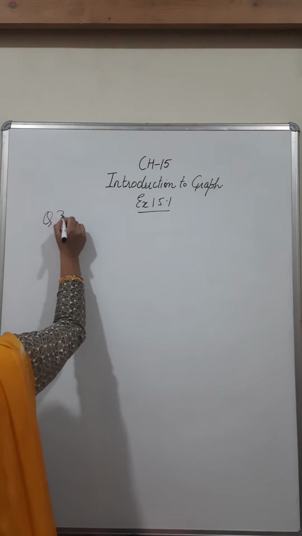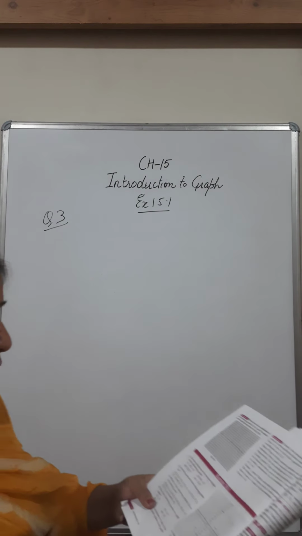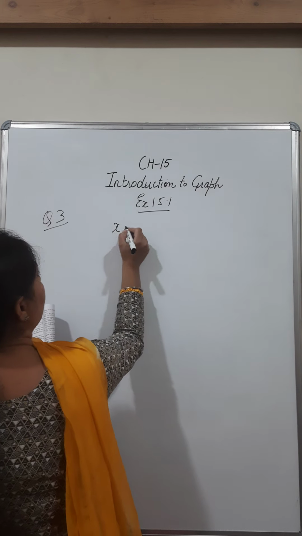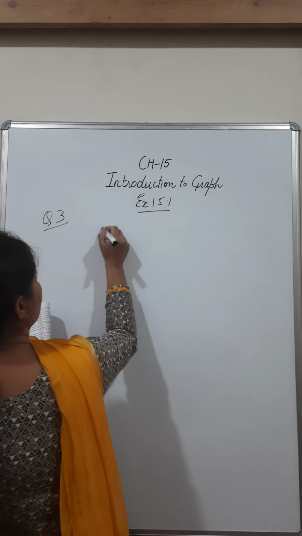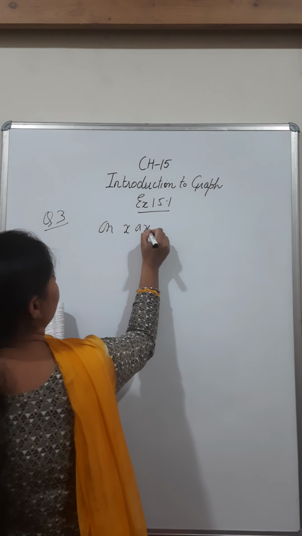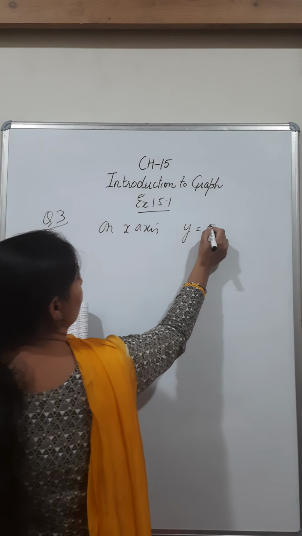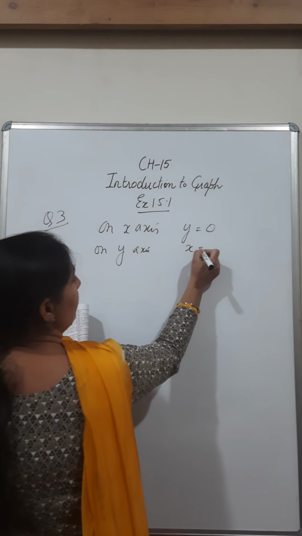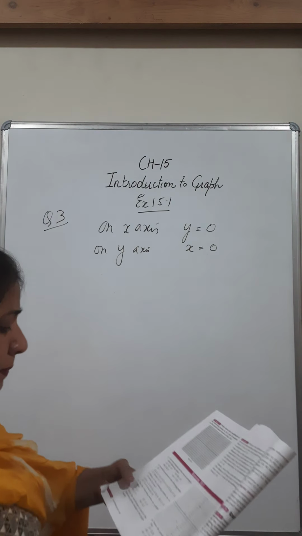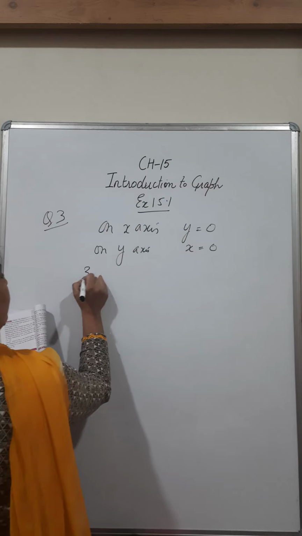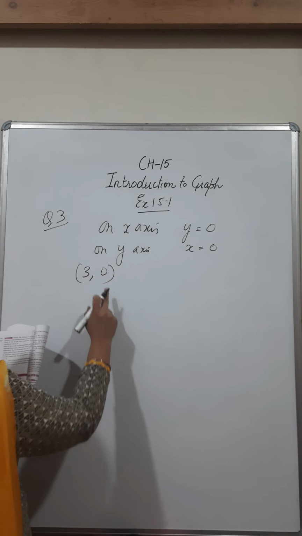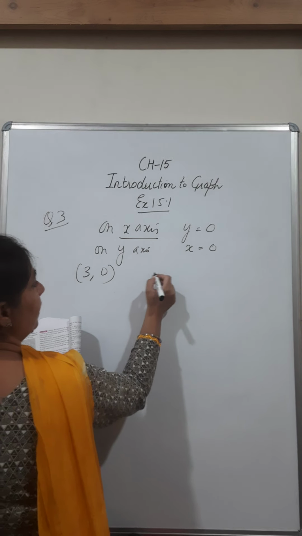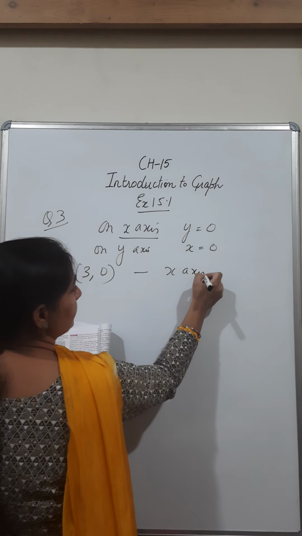In the third question, it asks which of the following points lie on the x-axis and the y-axis. You know that on the x-axis, y should be equal to 0. And on the y-axis, x should be equal to 0. Let me take the first point. If the point is 3 comma 0, which is 0 here, beta? Y. So if y is 0, it will lie on the x-axis.